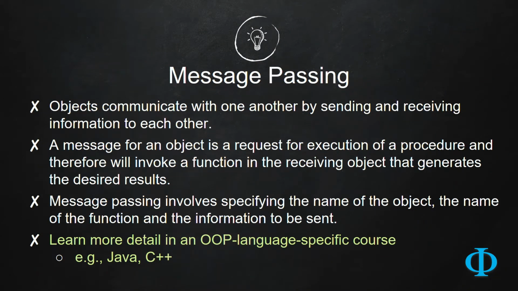The next important property of an object-oriented program is message passing. Message passing means objects communicate with one another by sending and receiving information from or to each other. So a message for an object is a request for execution of a procedure or a function, and therefore will invoke a function in the receiving object that generates the desired result.